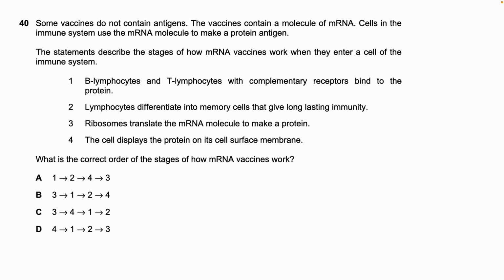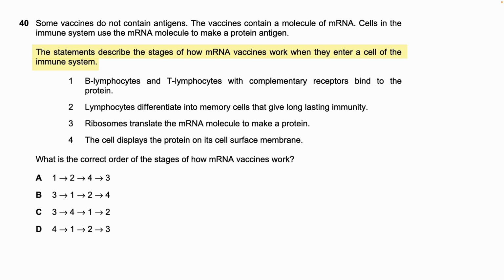Question 40. Some vaccines do not contain antigens. The vaccine contains a molecule of mRNA. Cells in the immune system use the mRNA molecule to make a protein antigen. The statements describe the stages of how mRNA vaccines work when they enter a cell of the immune system. B lymphocytes and T lymphocytes with complementary receptors bind to the protein. Lymphocytes differentiate into memory cells that give long-lasting immunity.